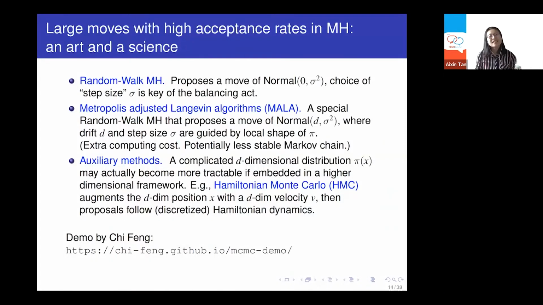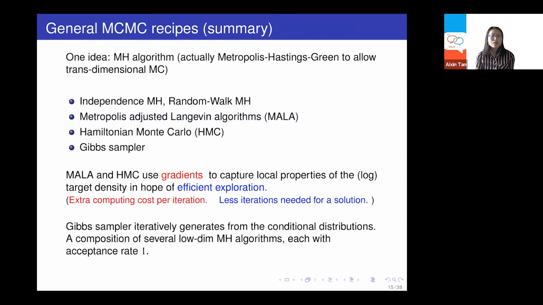Okay, so I'm back to this screen. There's more details in here than what I just said, but similar idea, okay? You're welcome to read this later on and try this demo made available by Chi Feng. All right. Okay, a little bit more summary. There's only one idea, essentially, Metropolis-Hastings, if you consider transdimensional Markov chain. There's also Metropolis-Hastings-Green. So I went over random walk Metropolis-Hastings and Hamiltonian Monte Carlo.